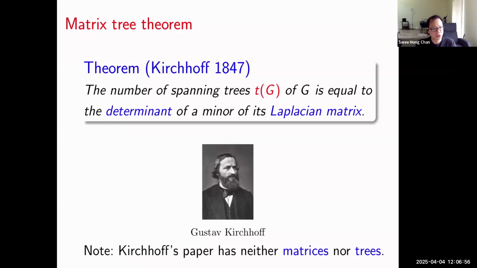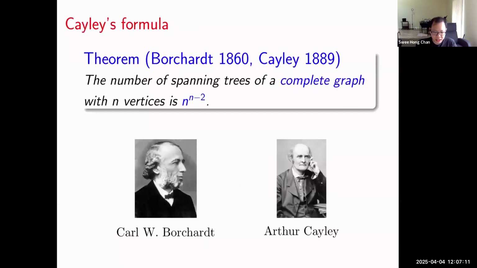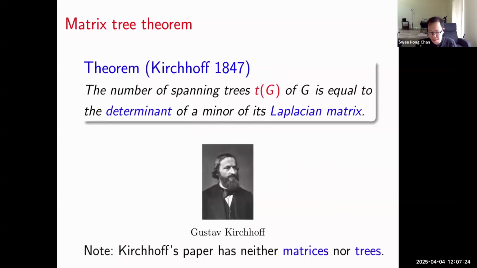Unfortunately, the person who actually made this conversion is now lost to history. We don't know who this person is, which is why we do the second best thing, which is attributing this theorem to Kirchhoff. This is also the reason why Kirchhoff's year is 1847, but the Borchardt and Cayley formulas are 1860 and 1889. Both Borchardt and Cayley did not know about Kirchhoff's paper, because it doesn't mention spanning trees. And I'm pretty sure that Kirchhoff himself didn't know what a spanning tree is.